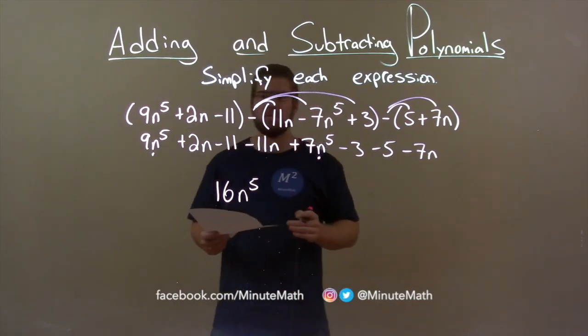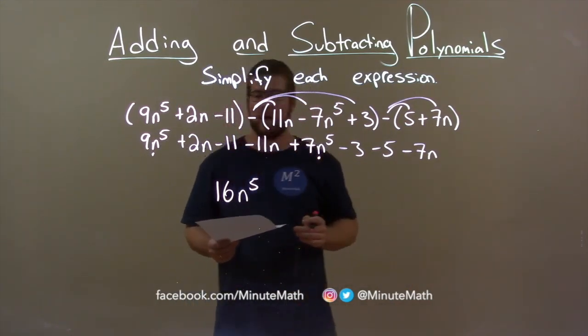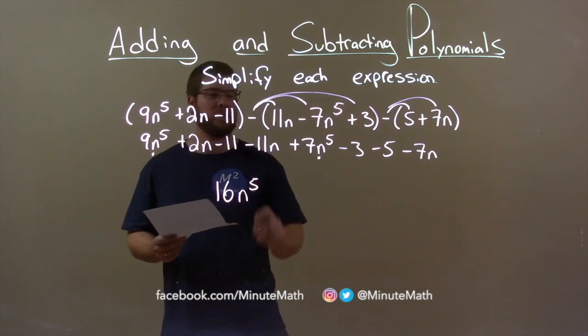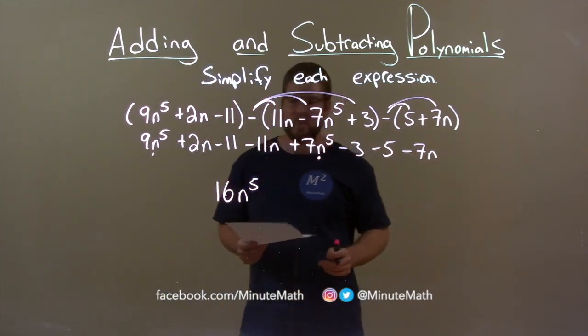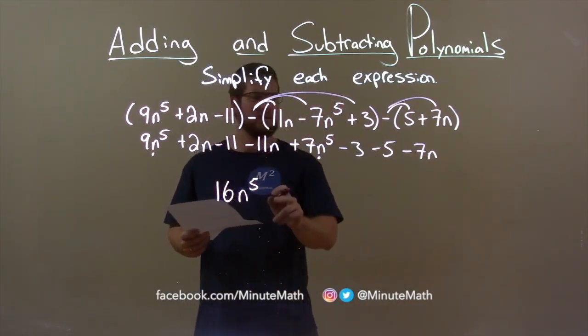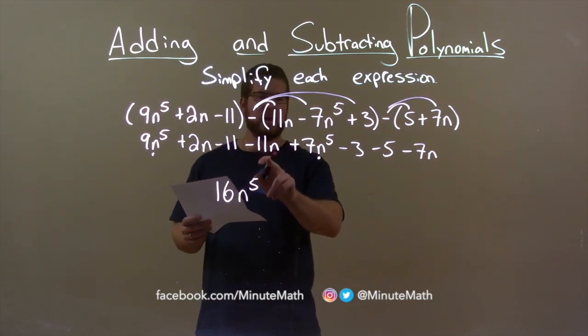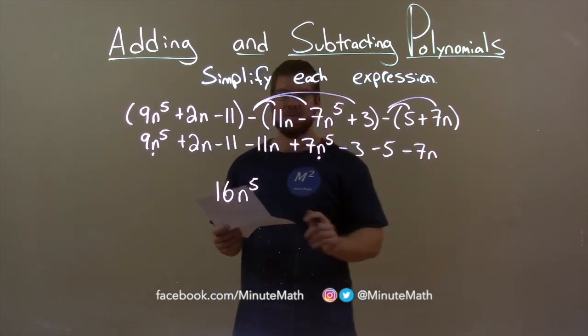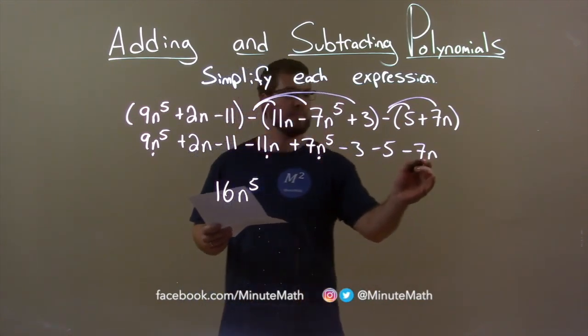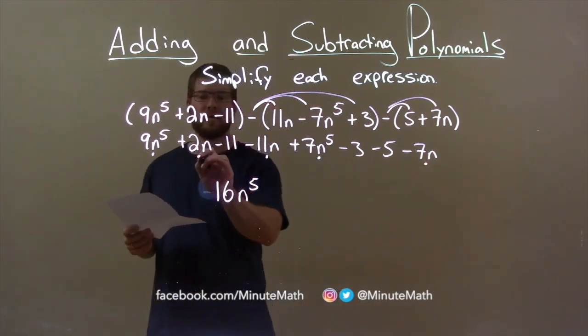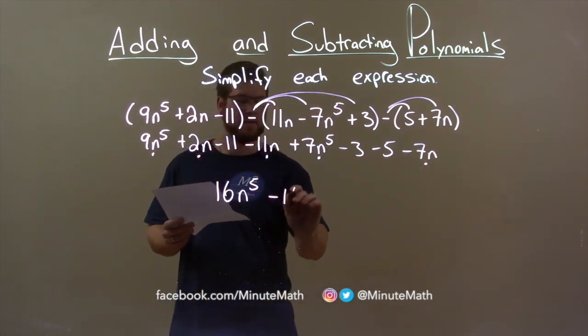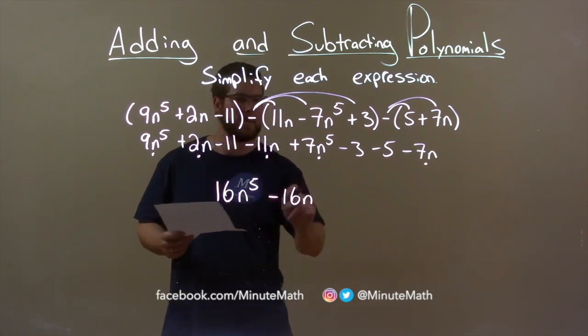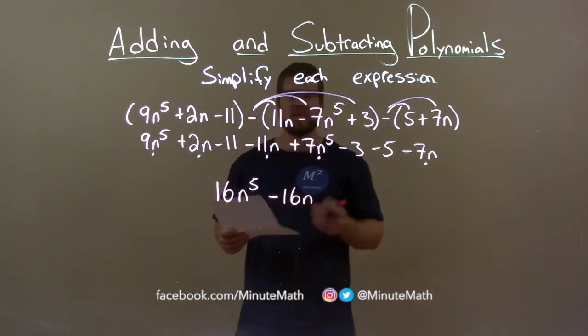Now the next highest degree I see is just a regular n. We have 2n minus 11n minus a 7n. Well, and that's it, yeah. Minus 11n minus a 7n is a minus an 18n. And if we add a 2n to that, it's a minus 16n. Okay? Got that down.